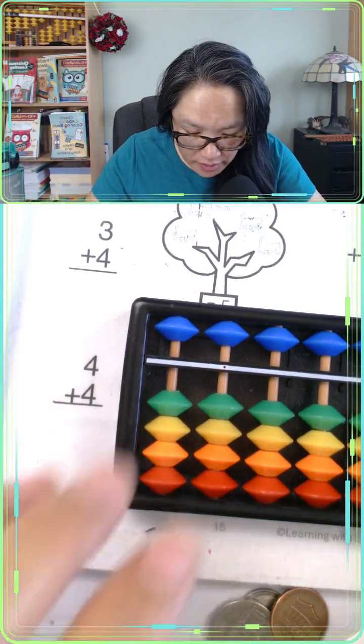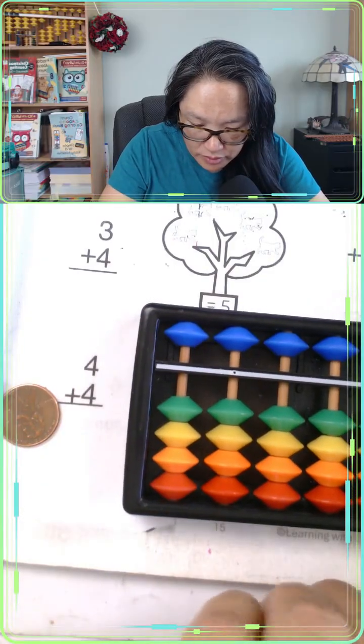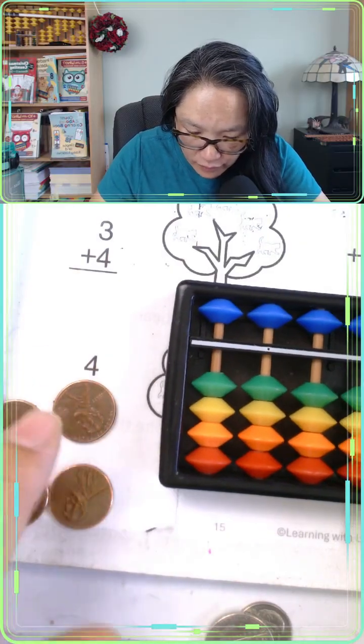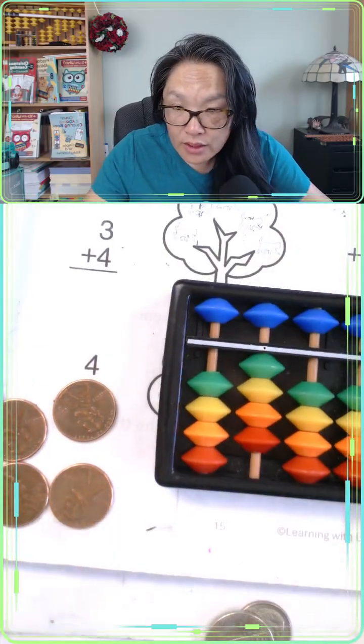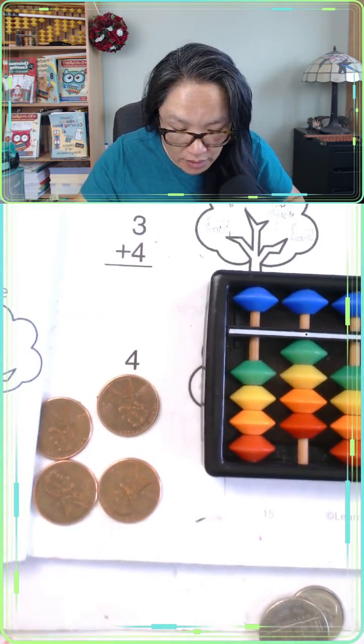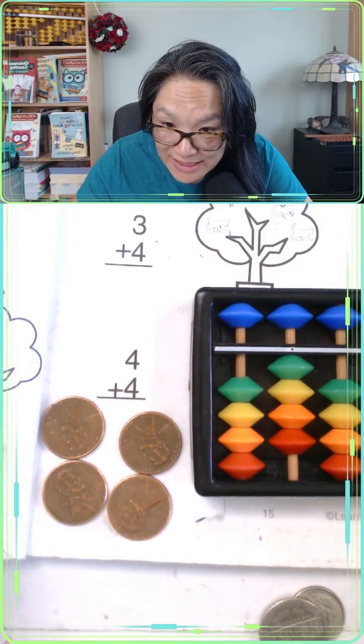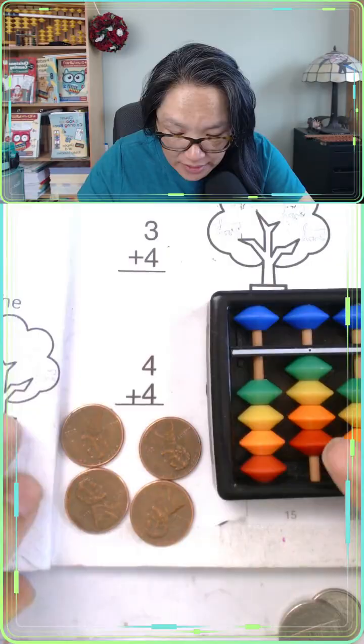Okay, so here's the thing. We have 4. 1, 2, 3, 4. This is 4, right? We start with 4. Now, what's going to happen is I need to add another 4. This is the 4 I have to add. But I have no more beads to add a 4. Because I have no more beads to add the 4, what am I going to do?